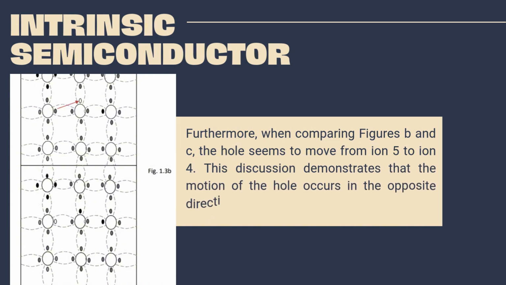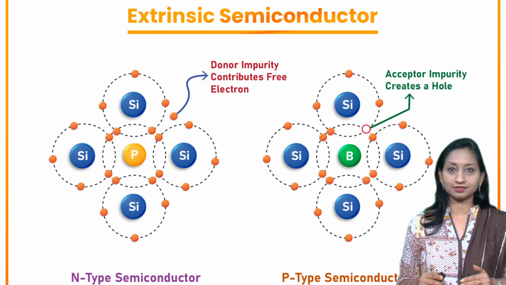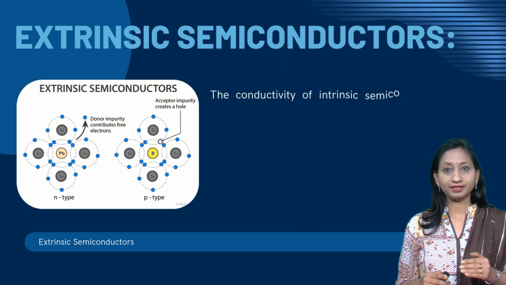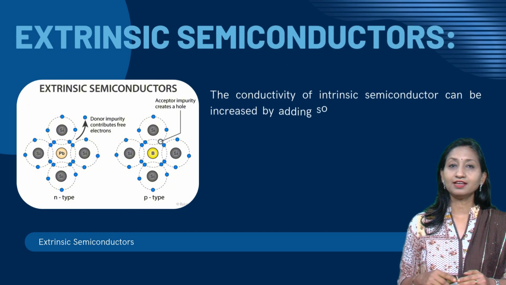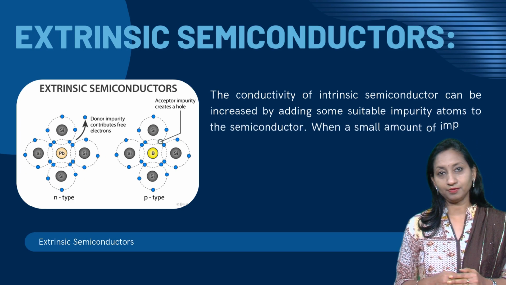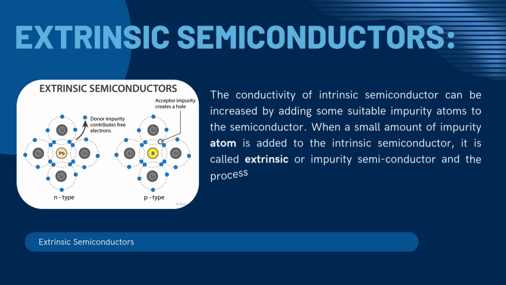This discussion demonstrates that the motion of the hole occurs in the opposite direction of the electron's motion. Next, we will discuss the extrinsic semiconductor. The conductivity of an intrinsic semiconductor can be increased by adding some suitable impurity atoms to the semiconductor material. When a small amount of impurity atom is added to this intrinsic semiconductor, it is called an extrinsic or impurity semiconductor.